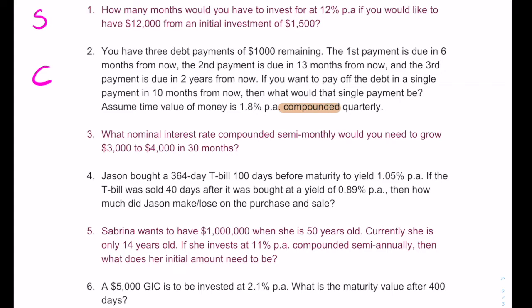Okay, question 3. What nominal interest rate compounded? Again, there you go. I don't even have to read further on. It says compounded semi-monthly would you need to grow, right?